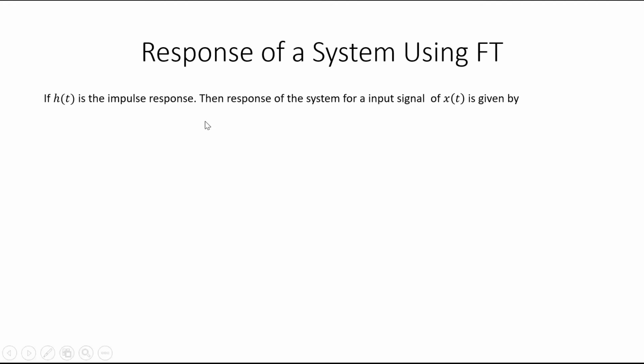Then the response of a system. We have discussed the impulse response. Now response means the general response for any input signal. If h of t is the impulse response, then the response of the system for any signal x of t is given by y of t is equal to x of t convolution h of t. By using the property of Fourier transform, we can write Y of j omega, the Fourier transform of y of t, equal to X of j omega into H of j omega.